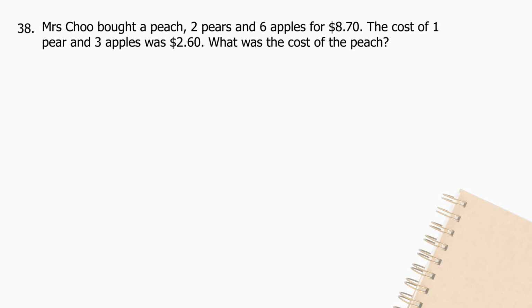Question 38. Mrs. Choo bought a peach, 2 pears, and 6 apples for $8.70. The cost of 1 pear and 3 apples was $2.60. What was the cost of the peach?